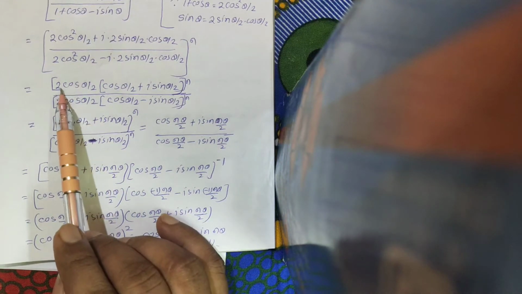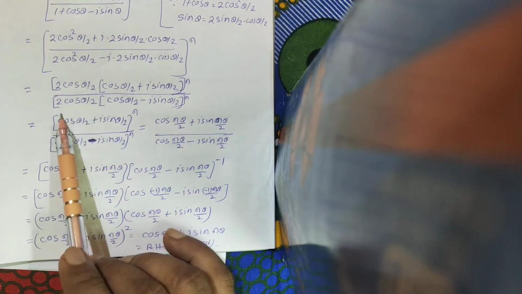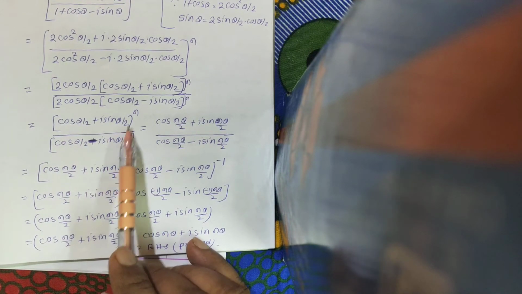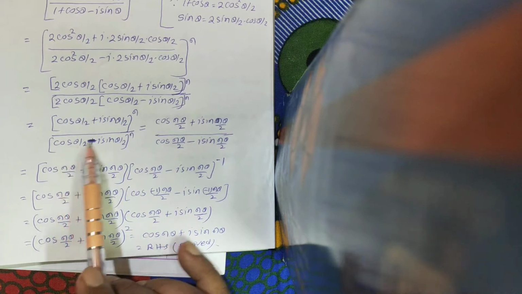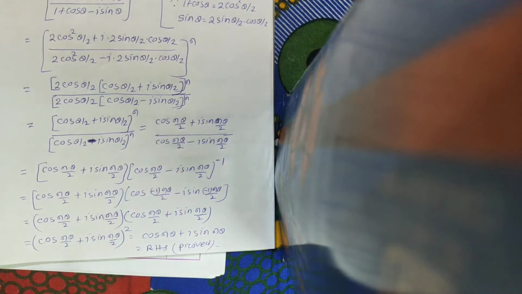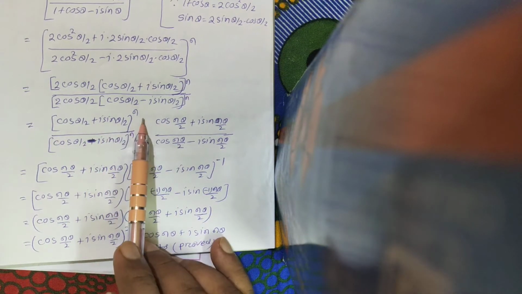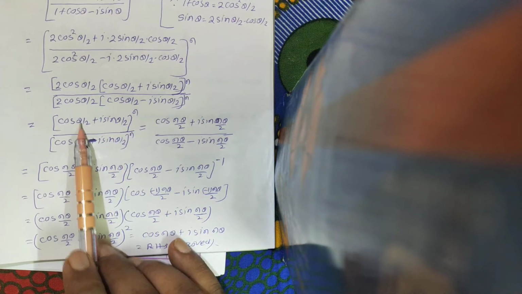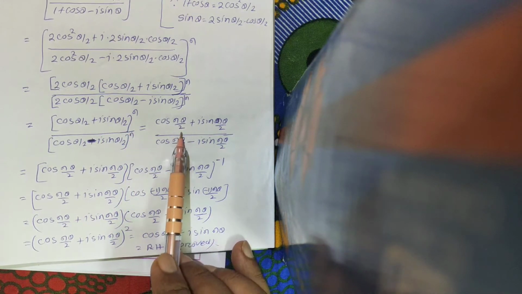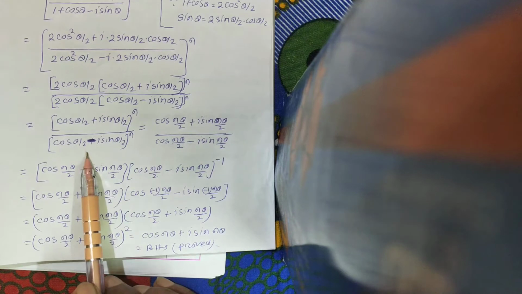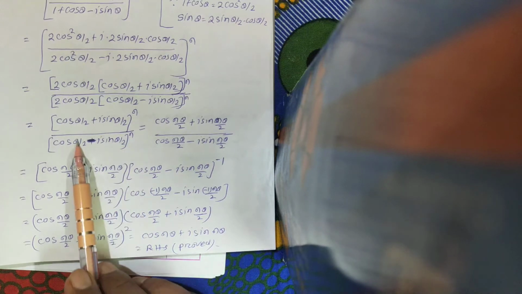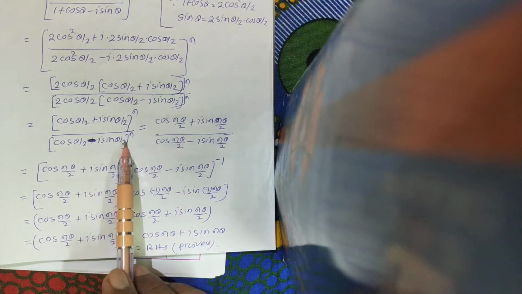Now 2 cos theta by 2 and 2 cos theta by 2 cancel each other. Then we have (cos theta by 2 plus i sin theta by 2) to the power n divided by (cos theta by 2 minus i sin theta by 2) to the power n. According to de Moivre's theorem, this n must be multiplied with theta by 2. So in the numerator we get cos n theta by 2 plus i sin n theta by 2, and in the denominator we get cos n theta by 2 minus i sin n theta by 2, because this n is also multiplied with theta by 2 here.